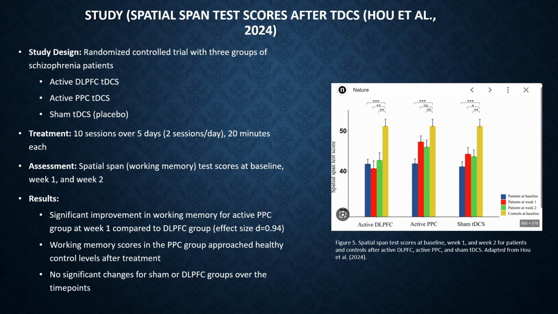Now let's begin the literature review with the first study of spatial span test scores after TDCS by Howe et al., 2024. Let's begin with the clinical trial designed to test how TDCS affects working memory in people with schizophrenia.